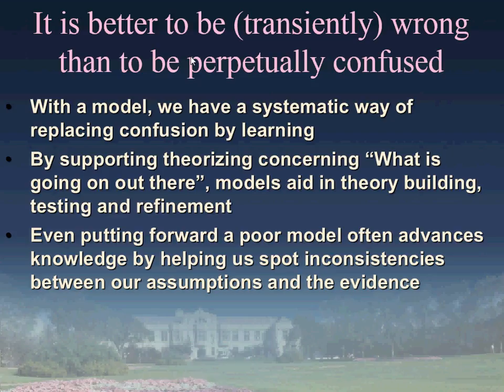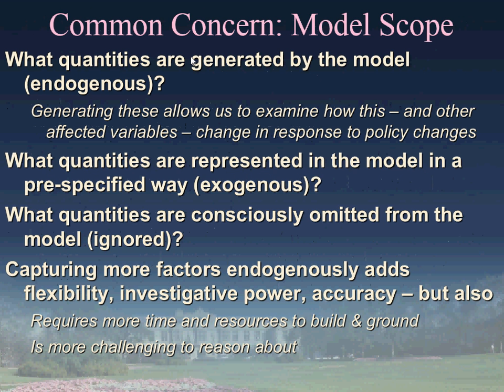So, these sorts of models support theorizing concerning what's going on out there, and they aid in theory building, testing, and refinement. Models at different stages of the process can aid in theory building, aid in testing theories, and aid in understanding the consequences of theories in terms of their collective outcomes on distal factors or in terms of trade-offs between interventions. So even putting forward a poor model often advances knowledge by helping us spot these inconsistencies between our assumptions and the evidence. A common concern in this area is model scope.